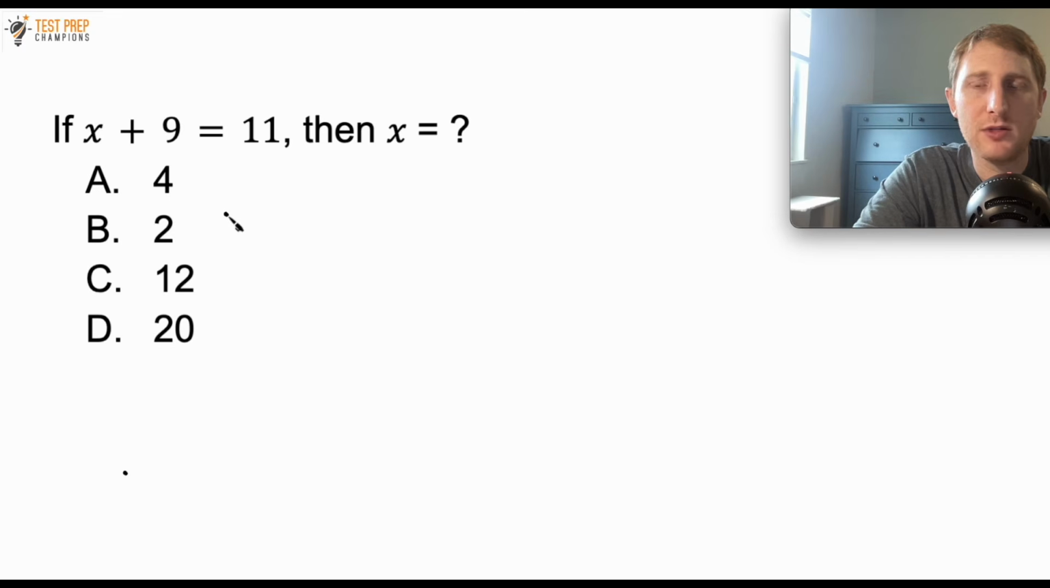But if we wanted to use the back solving method, we would just plug each answer choice in for x and see if it gives us 11. So I'm going to take 4 and plug it in for x. So I'm going to do 4 plus 9 and see what I get. If I get 11, I would know that A is the right answer. So 4 plus 9 is 13, it's not 11. So I would know from that A is not the right answer. So what about B? Well, what I'm going to do next is plug 2 in for x. So 2 plus 9 does give me 11, so by doing it that way, I would see that B is the correct answer.